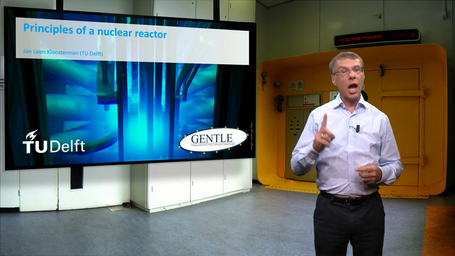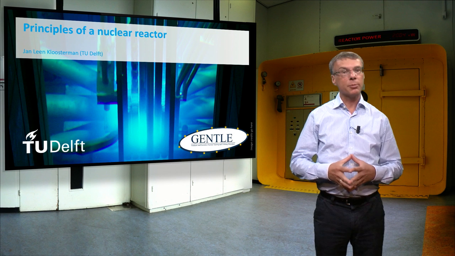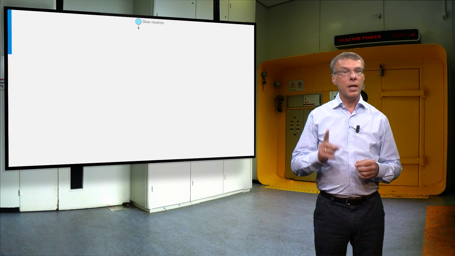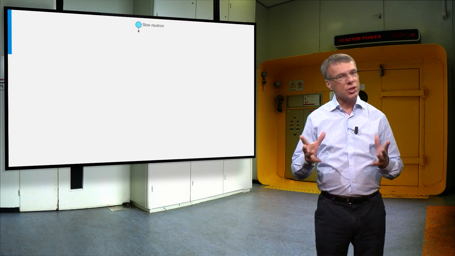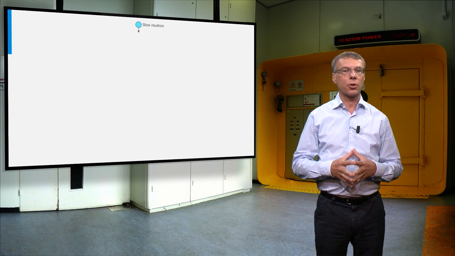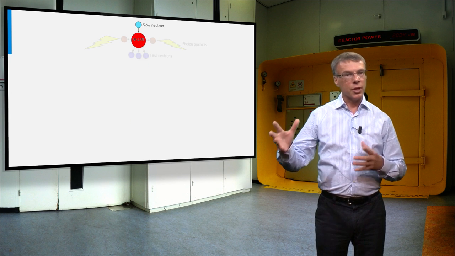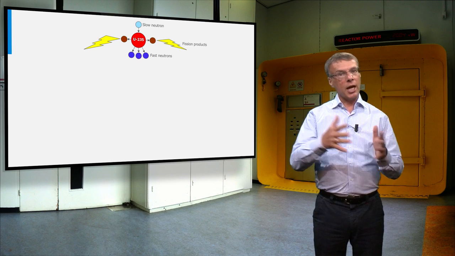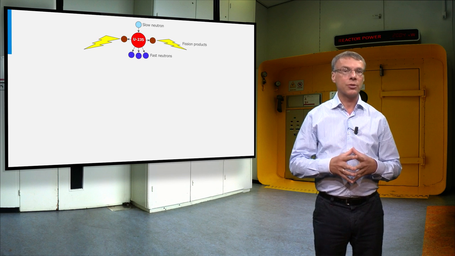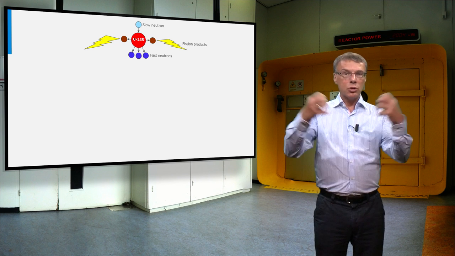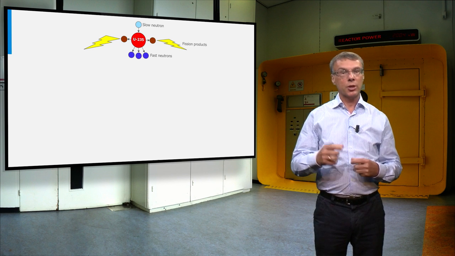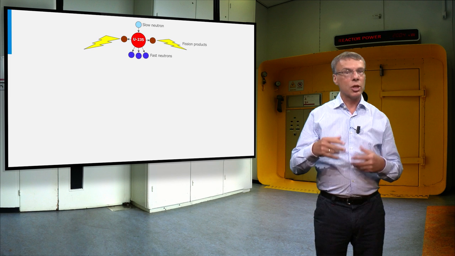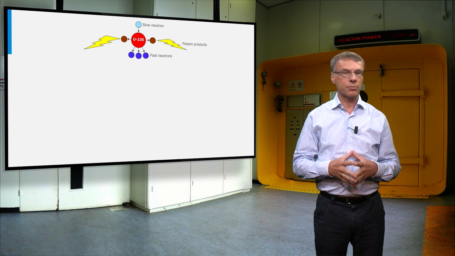In this video, I will explain the operating principle of a nuclear reactor. Let's first recap a bit the fission chain process in a nuclear reactor core. If a slow neutron hits a uranium-235 nucleus, it will lead in 9 out of 10 cases to nuclear fission. In this process, 2 fission fragments are produced, the brown bullets, and on average 2.5 fission neutrons.